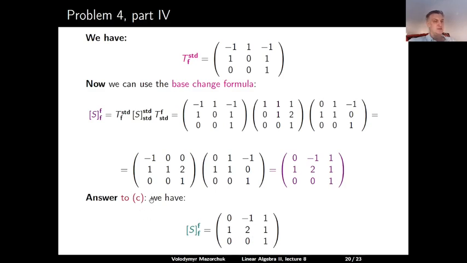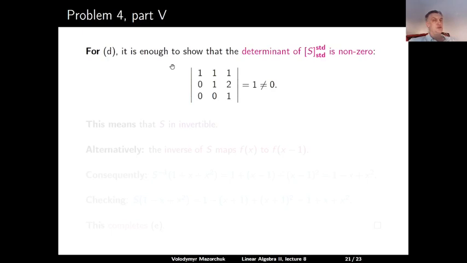And this answers C. In order to show that the linear map S is invertible, we just need to show that the determinant of the matrix of S in any basis, for example, in the standard basis, is non-zero. The matrix of S in the standard basis is the matrix 1, 1, 1, 0, 1, 2, 0, 0, 1. This is an upper triangular matrix with ones on the diagonal, so its determinant is 1, and this is not 0. And so S is invertible.